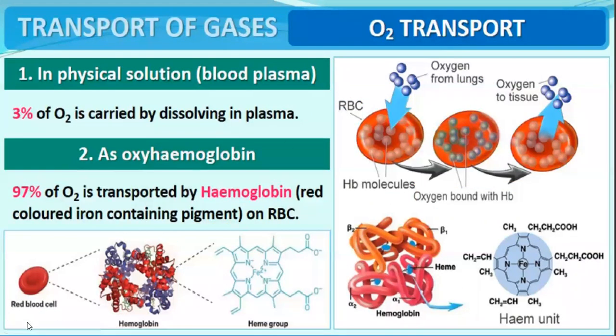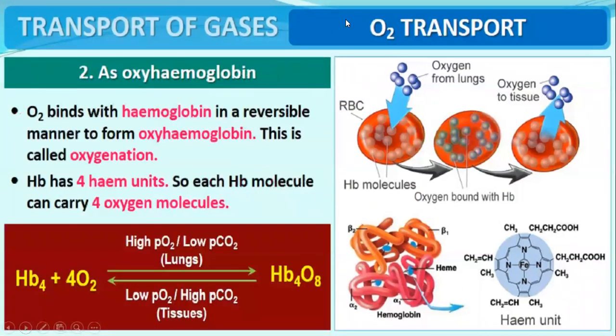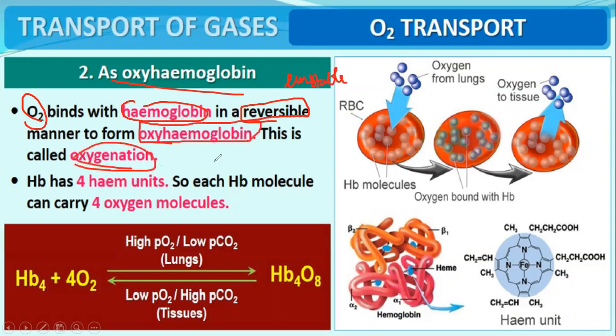Okay, next one. So you have to study in detail about oxyhemoglobin. Oxygen binds with hemoglobin in a reversible manner. This is very important, to form an unstable, reversible compound, oxyhemoglobin, and this process you call oxygenation.